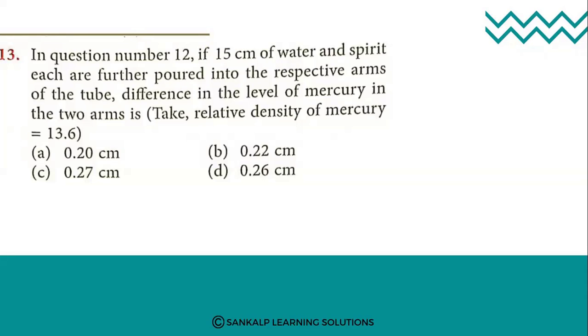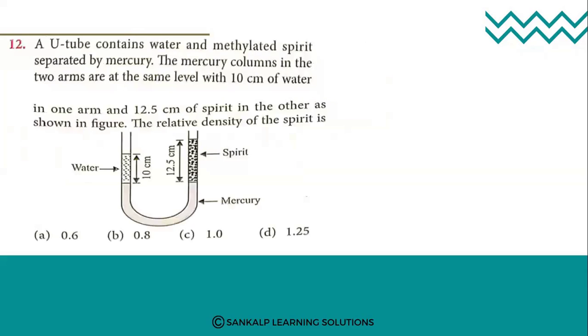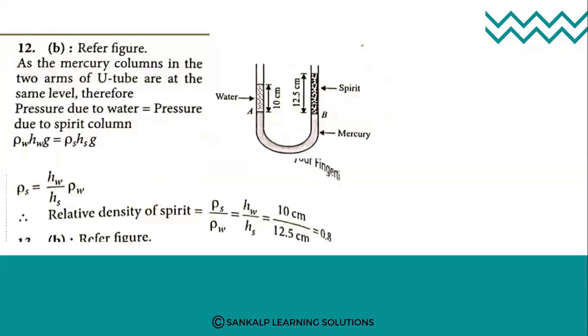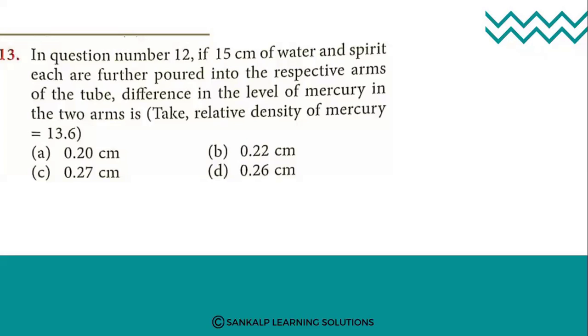In the previous figure, the water level is 10 centimeters from the mercury and the spirit level is 12.5 centimeters from the mercury. So you are adding spirit and water into both the columns, till it becomes 15 centimeter on both sides. Then the level of mercury will appear as a difference. What is the difference in the mercury level in both the arms? Here the relative density of the mercury you need to consider as 13.6. See how to do this.